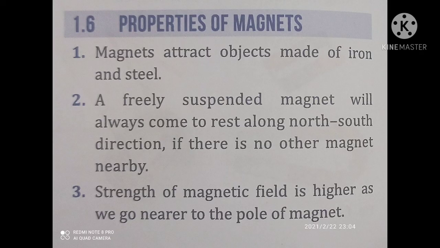Next, properties of magnet. Magnets attract objects made up of iron and steel. A freely suspended magnet will always come to rest along north-south direction if there is no other magnet nearby. Strength of magnetic field is higher as we go nearer to the pole of magnet. Opposite or unlike poles attract each other while like poles repel each other.